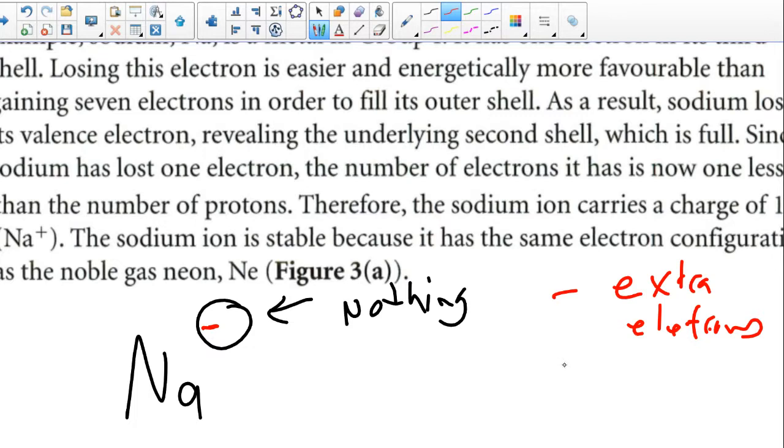Now if I had 2 extra electrons, that means I'm going to have 2 extra negative charges. So we're going to indicate it by a -2. So the 2 indicates the number of electrons that are extra, and the negative indicates that you have electrons that are extra.